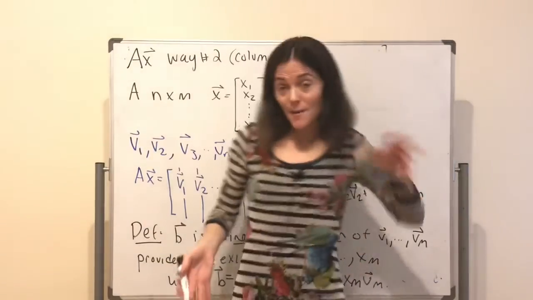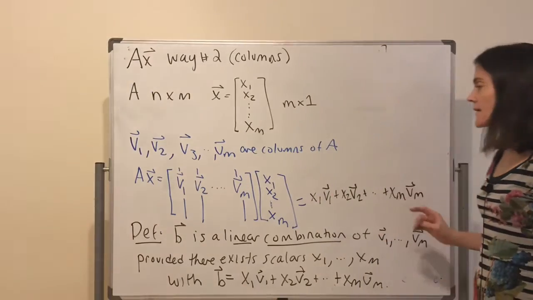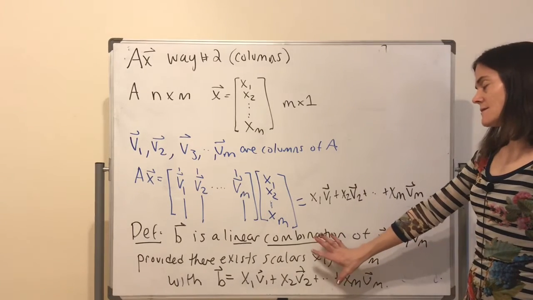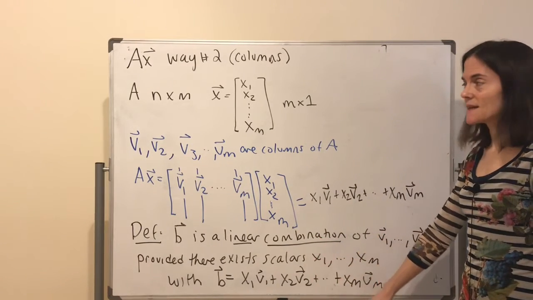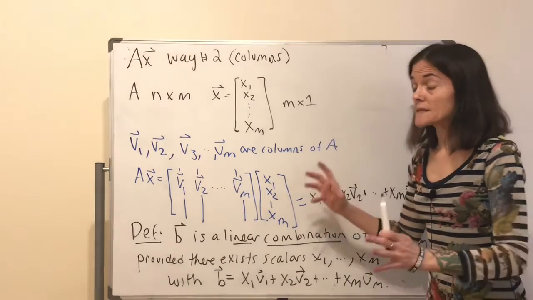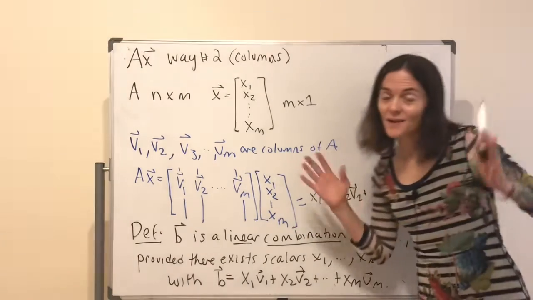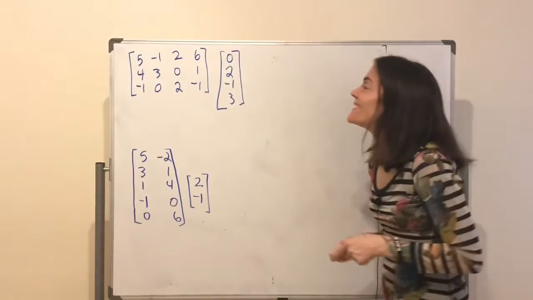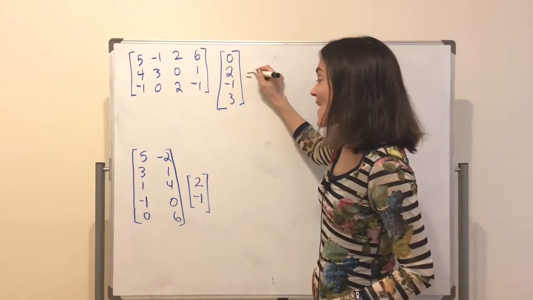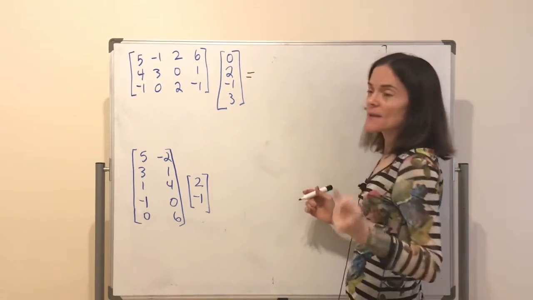If you take A times X, it's a linear combination of the columns of A, okay? Now, I'm going to come back to this and do some examples of linear combination very shortly, but I really want to go back to those two examples that we saw where we took A times X, but I want to do them in the column viewpoint. Okay, so it's literally the same examples.